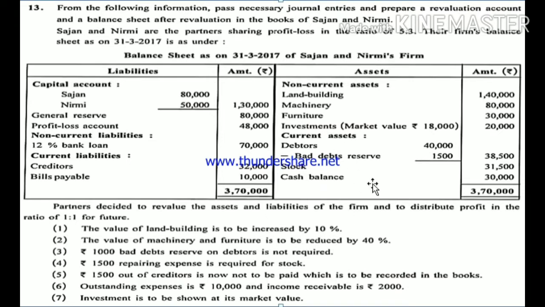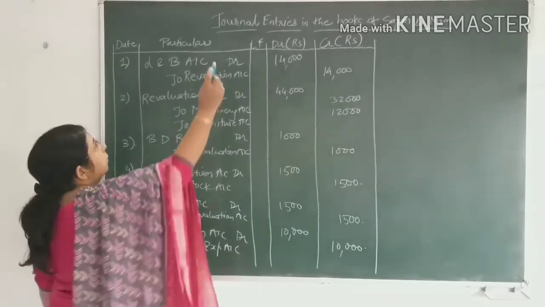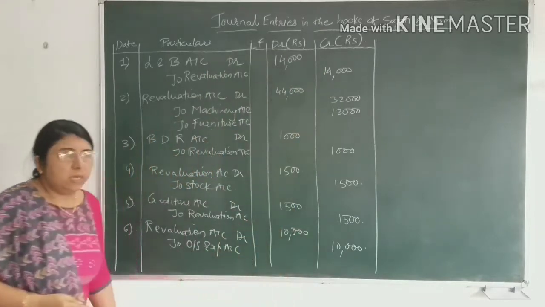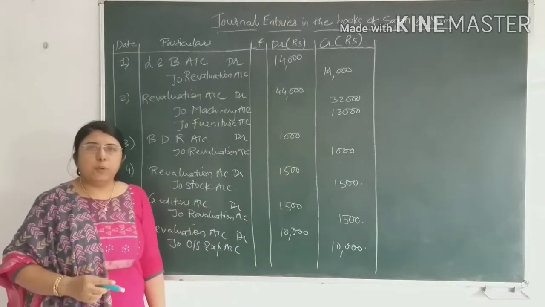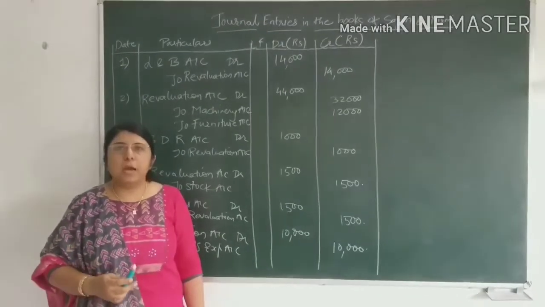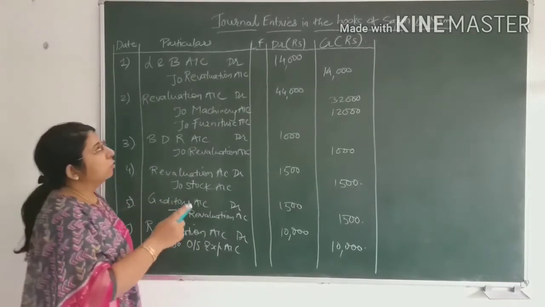So we have understood the question thoroughly. Now moving on to the solution of it. Here we have to prepare journal entries in the books of Sargent and Livni. As you can read in the question, we have to prepare journal entries, we have to prepare the revaluation account and the balance sheet after revaluation. So first of all, let us understand the journal entries.